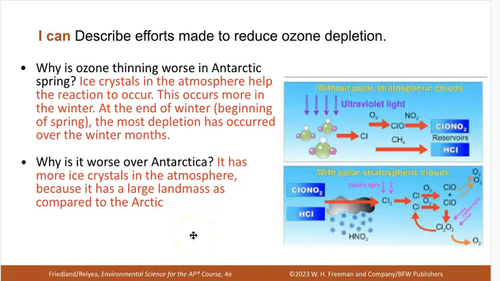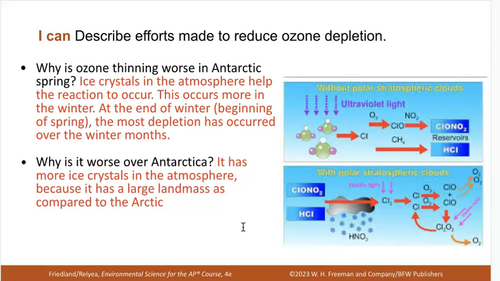Okay, so why Antarctic? So let's actually go to the second bullet point first. It happens mostly in Antarctica because there's ice crystals in the atmosphere which react with the chlorine to make the process worse. And so you can see that in this diagram. You can pause the video and take a look at the diagram if you want to understand the chemistry of it. What you need to know for my test and the AP test is that there's more ice crystals in the atmosphere which drive the equation forward to break apart ozone.